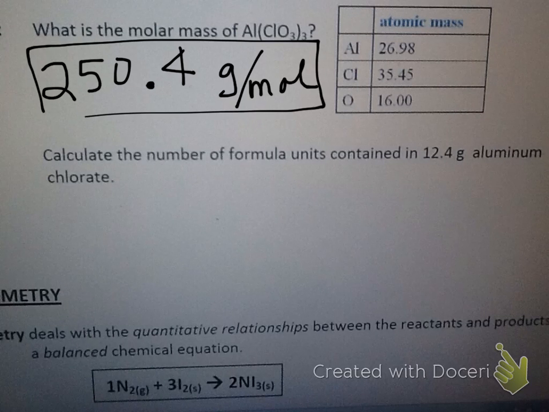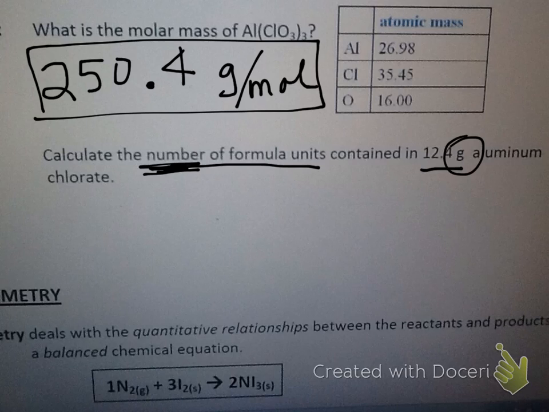Alright, so we'll keep that molar mass here because we're going to use that in the next part of the problem. The next problem says calculate the number of formula units. For aluminum perchlorate, 1 aluminum, 3 chlorines, and 9 oxygens makes up the formula unit. So we're going to be using Avogadro's number to calculate the number of formula units contained in 12.4 grams of aluminum chlorate. Notice we're given grams, and this is a review, so you probably remember this from Chapter 7. If not, go back and watch Chapter 7 again. Make sure you know how to do these conversion factors.